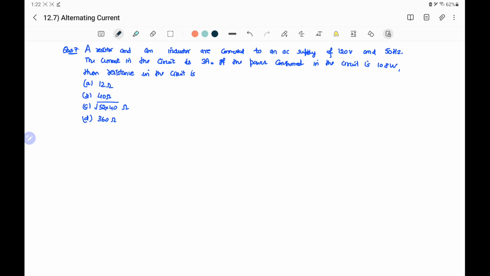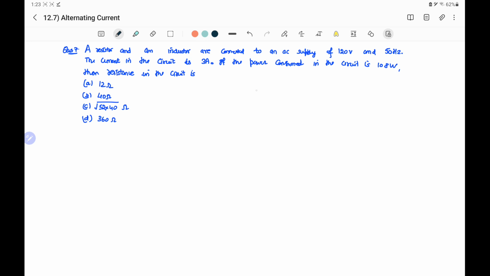Next question. A resistor and an inductor are connected to an AC supply of 120 volt and 50 hertz. The current in the circuit is 3 ampere. If the power consumed in the circuit is 108 watt, the resistance in the circuit is? As we have already discussed, power is consumed by the resistor only. There is no power dissipation in inductor and pure capacitor.